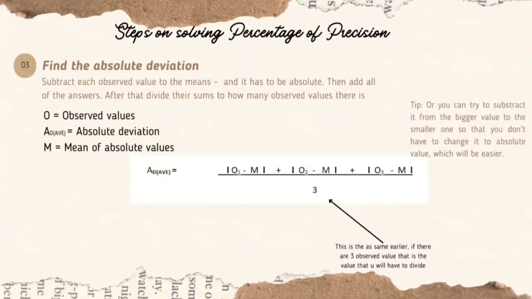Now, we'll find the absolute deviation. Subtract each observed value from the mean. Then, add all of the answers. After that, divide the answer by how many observed values there are. This is the same as earlier. If there are 3 observed values, that is the number that you will have to divide by.